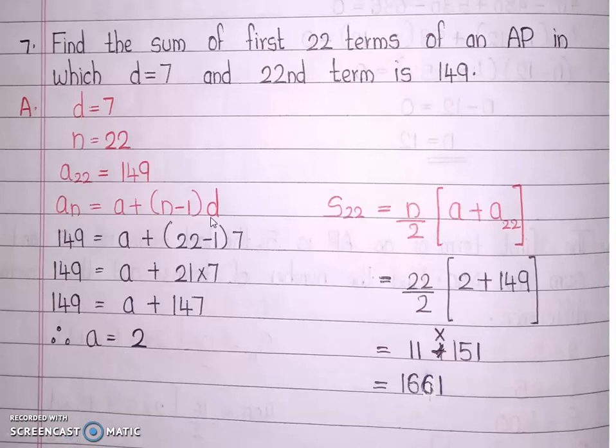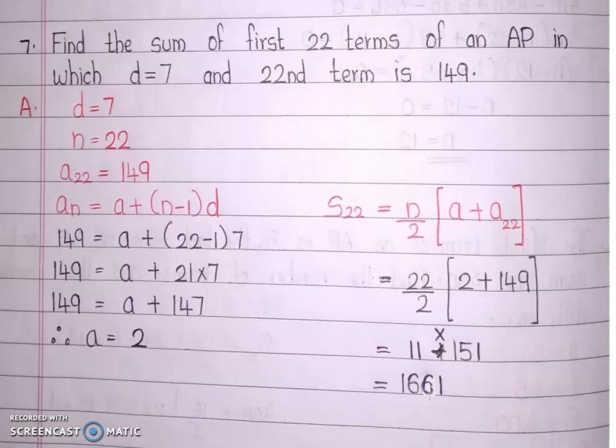Find the sum of first 22 terms of an AP in which d equal to 7 and 22nd term is 149. Here, the sum of first 22 terms of an AP is asked. Common difference d is given as 7 and the 22nd term is 149. Here you have to find the sum. Students, the sum is not given as 149. a22 is given as 149.